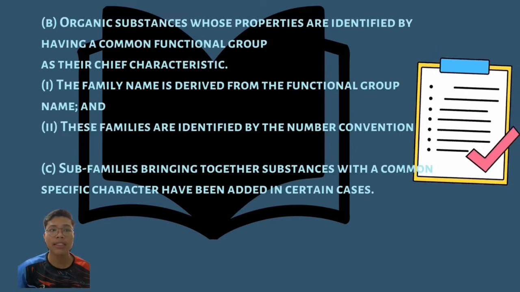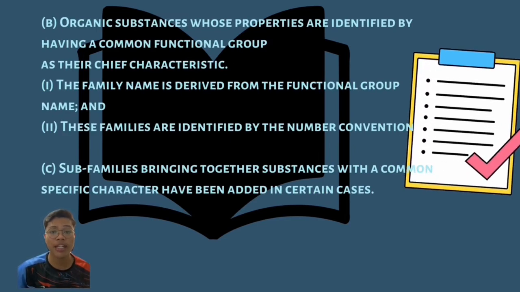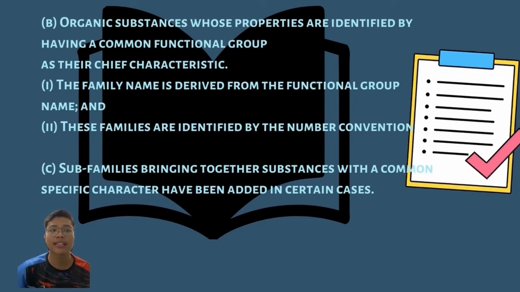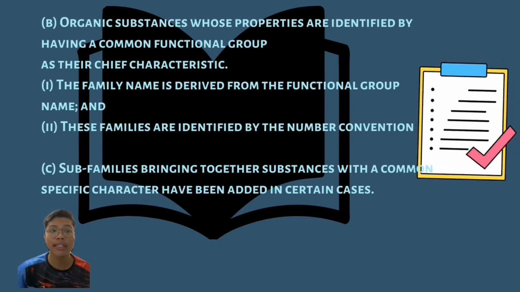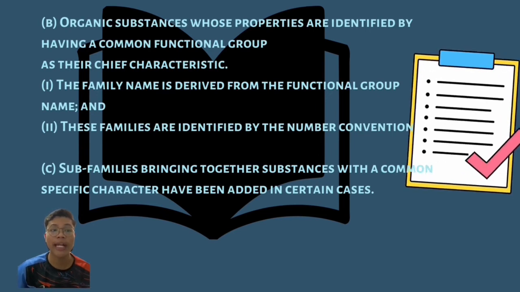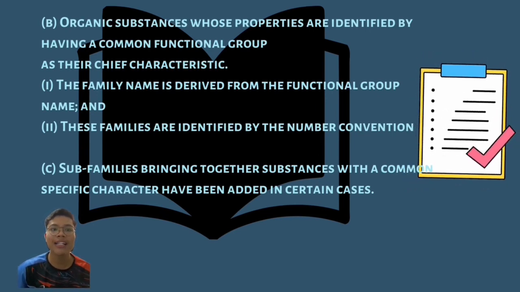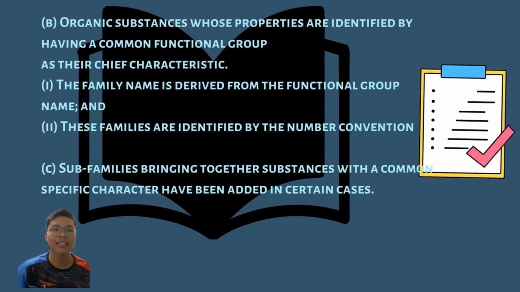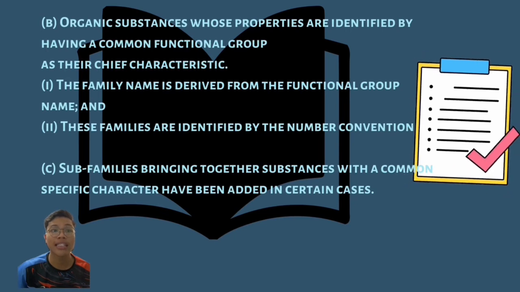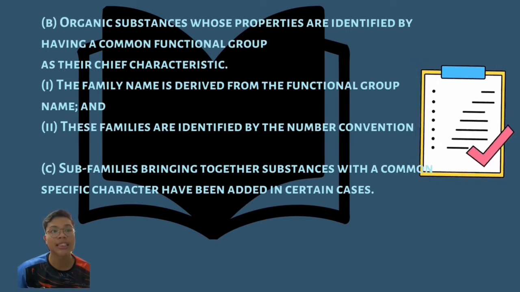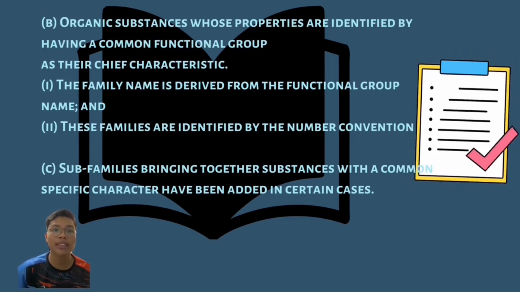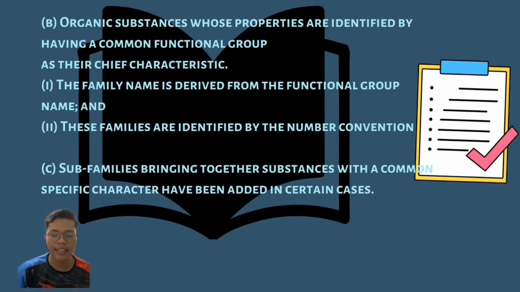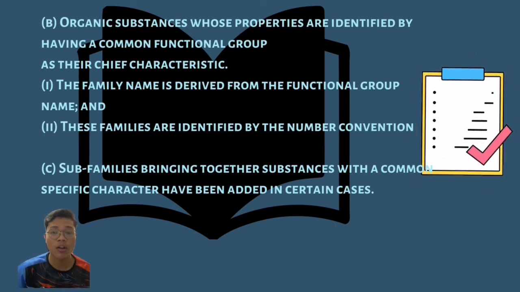Second, organic substances whose properties are identified by having a common functional group as their chief characteristic. The family name is derived from the functional group name, and these families are identified by a number convention. And lastly, for the guides for selecting generic names, subfamilies bringing together substances with a common specific character have been added in certain cases. So that's all from me.